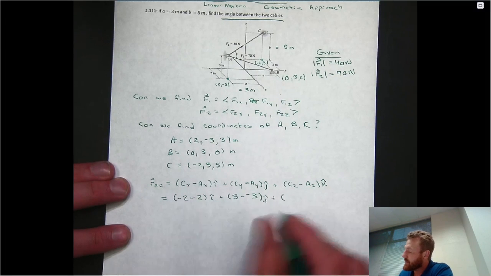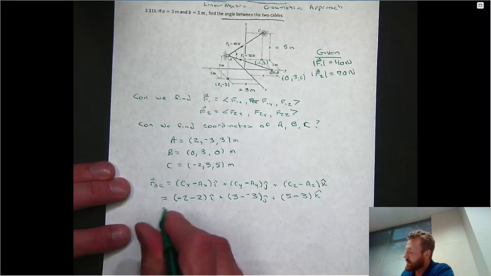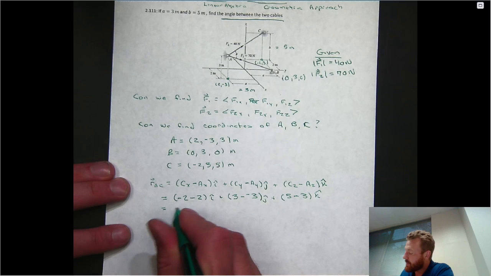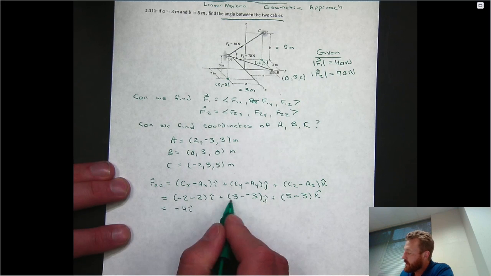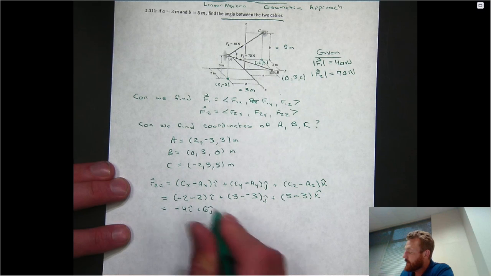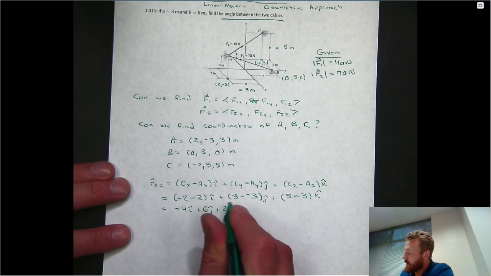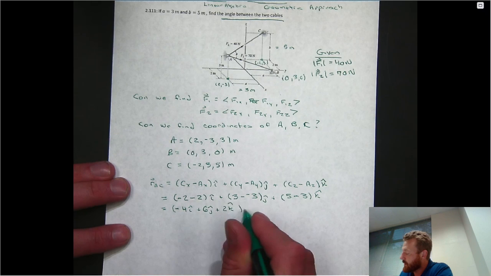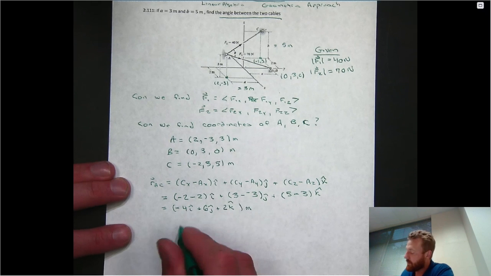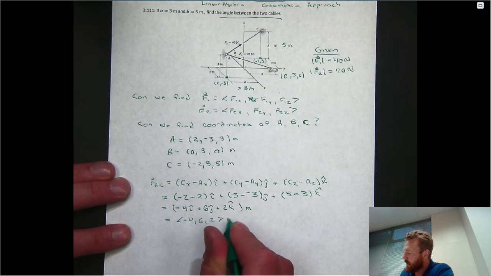What is the z coordinate of C? It's 5. Minus, what is the z coordinate of A? It's 3. Do your arithmetic there. Minus 2 minus minus 2 is just minus 4. Over here, it's going to be 3 minus minus 3, which is going to be plus 3, or 6. And then in z, it's going to be 5 minus 3, which is just 2. So that vector has units of meters, whatever the units of the coordinates were. So it's going to be minus 4, 6, 2 meters.